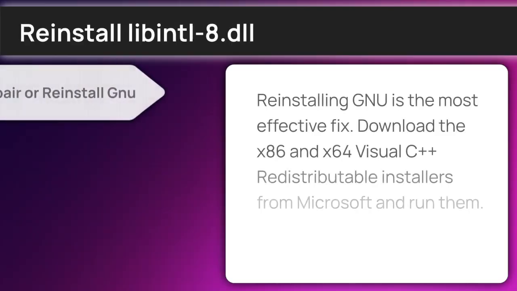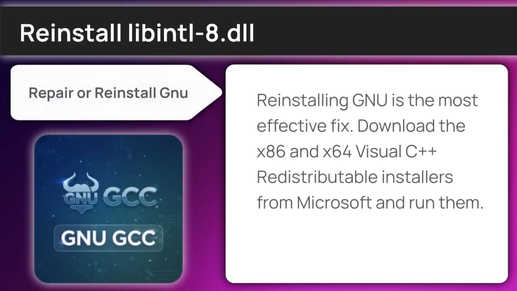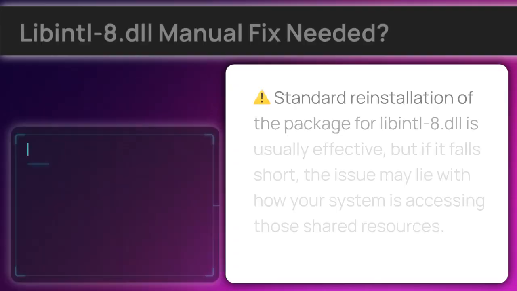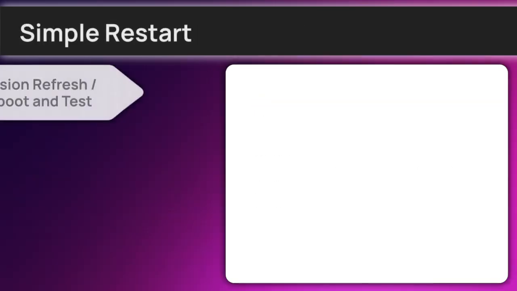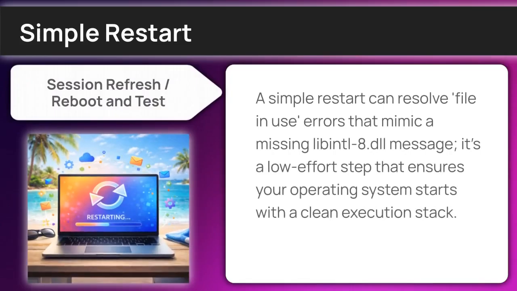Reinstalling GNU is the most effective fix. Download the x86 and x64 Visual C++ redistributable installers from Microsoft and run them. If you're still stuck after the reinstall, our next priority is to check for any active blocks in the system path. A simple restart can resolve file-in-use errors that mimic a missing libintl-8 library message. It's a low-effort step that ensures your operating system starts with a clean execution stack.